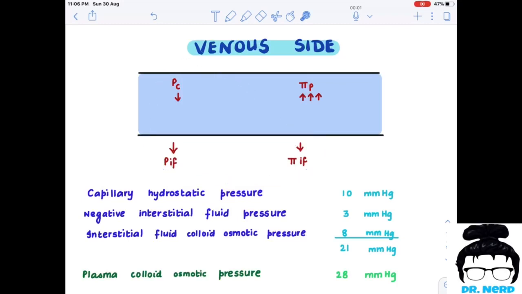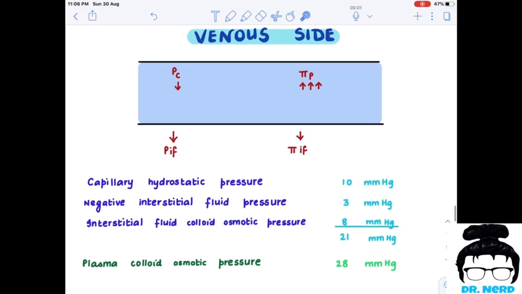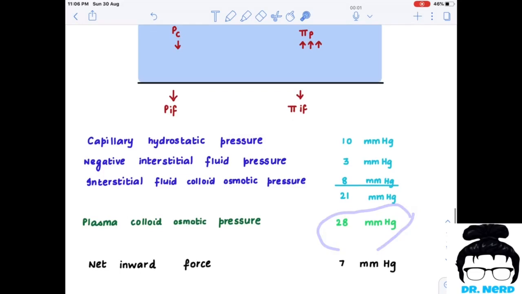And now let's talk about the plasma colloid osmotic pressure. The value is 28 millimeters of mercury, and we're going to subtract this. So 28 minus 21 is equal to 7 millimeters of mercury. Which one is higher, the inward force or outward force? Obviously the inward force. So the net inward force is equal to 7 millimeters of mercury.